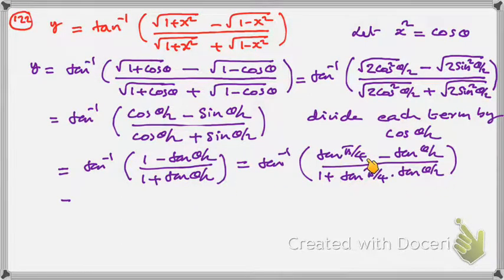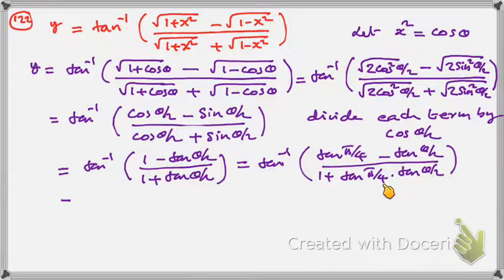But I don't write 1. I replace 1 by tan theta by 2. So look at that. Tan pi by 4 is actually 1. So this is 1 minus tan theta by 2 divided by 1 plus this simple tan theta by 2. I wrote it as tan pi by 4 into tan theta by 2. So that's like 1 into tan theta by 2, which is tan theta by 2.